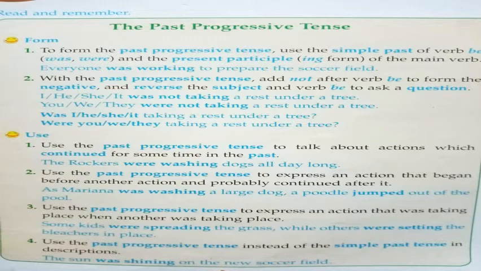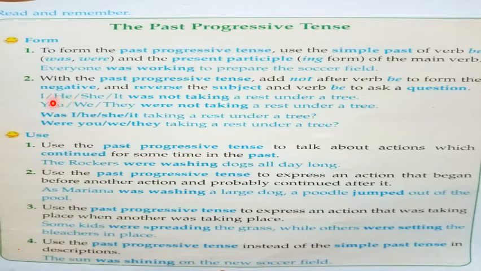Like, for example, everyone was working to prepare the soccer field. Look at was working at the part where they said was working. Was is the verb to be, work plus ing. For the past progressive tense, we add not after verb to be to form the negative. And reverse, it means flip the places or change the places between the subject and verb to be to ask a question. Let's look at some of the examples.